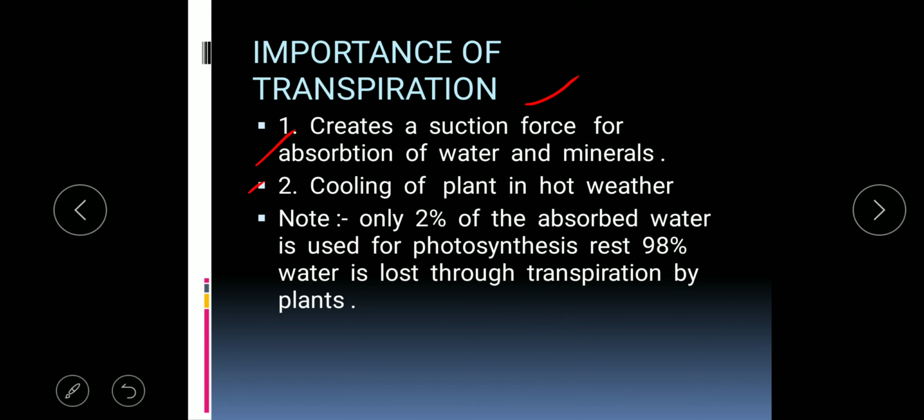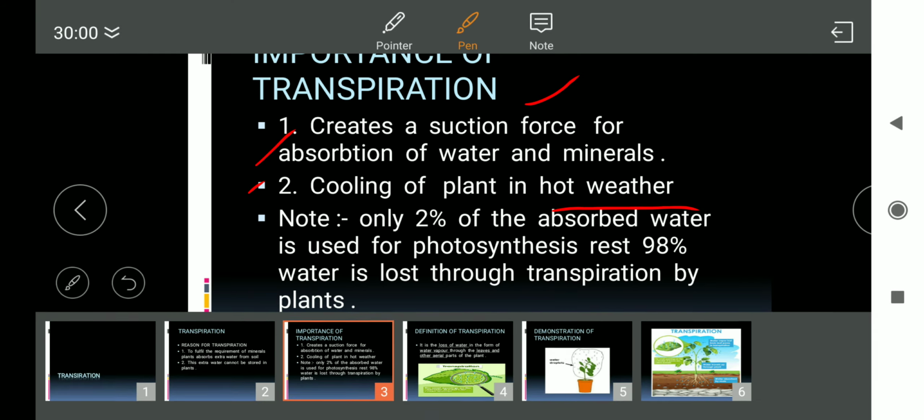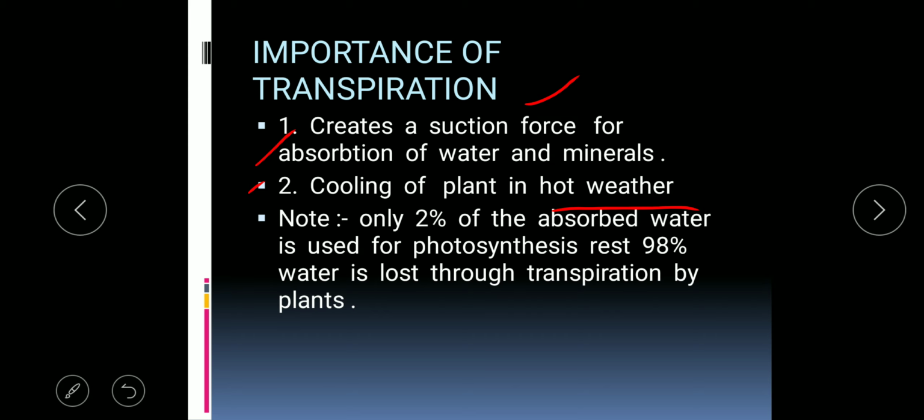Then second importance of transpiration is what? It helps in the cooling of the plant in hot weather. You know that you have the ACs in your house, you have the heater in your house. So in the warmer conditions, the plants have to survive. And how do they survive? In the warmer or hot weather, they survive by the loss of water, which provides a cooling effect to the plant. Okay. Here one point you have to notice that whatever water is absorbed by the plant, only 2% of the water is utilized for the process of photosynthesis, and the rest 98% is lost through the process of transpiration.